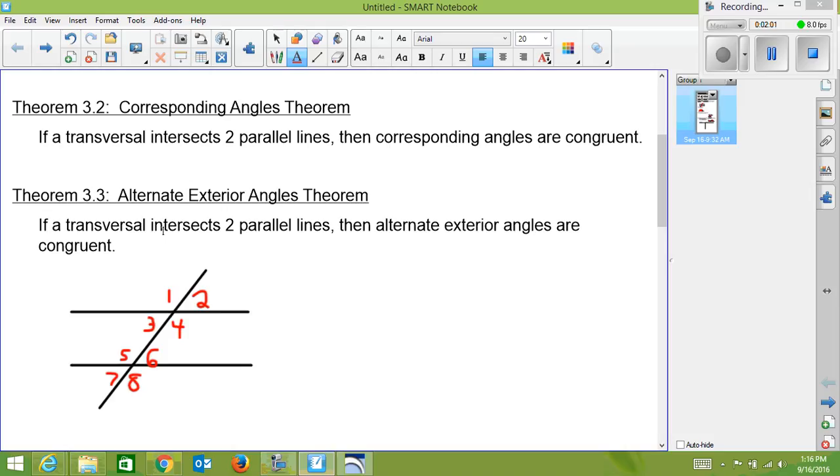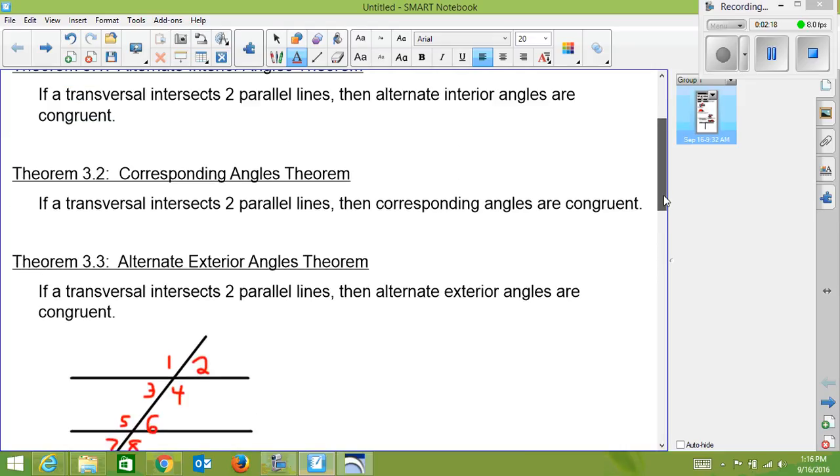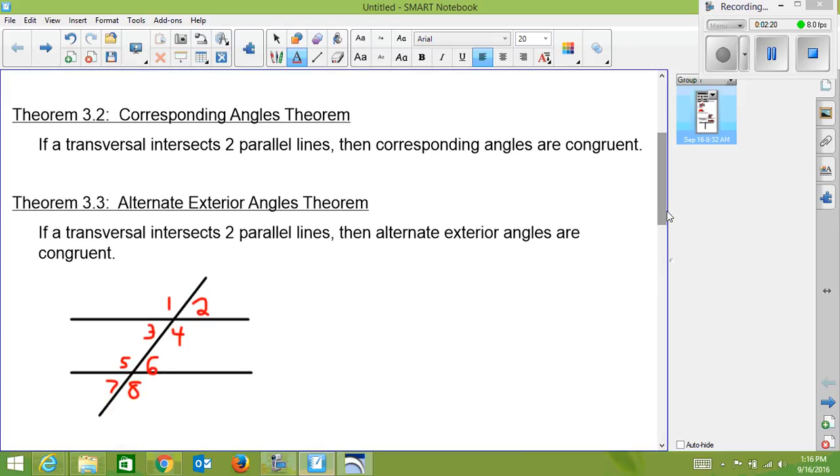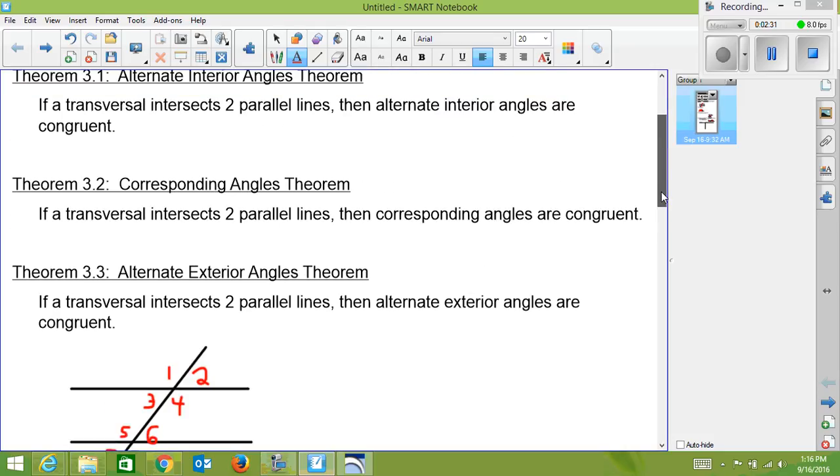Corresponding angles would be 1 and 5, 3 and 7, 8 and 4, 6 and 2. They hold the same position on the same side of the transversal. So 2 and 6 would be congruent. Moving back up the list, the alternate interior angles. So alternate interior would be 3 and 6. They're on the inside of the parallel lines and they are opposite each other. Those are congruent. And then 4 and 5 would be congruent as well because they are alternate interior.